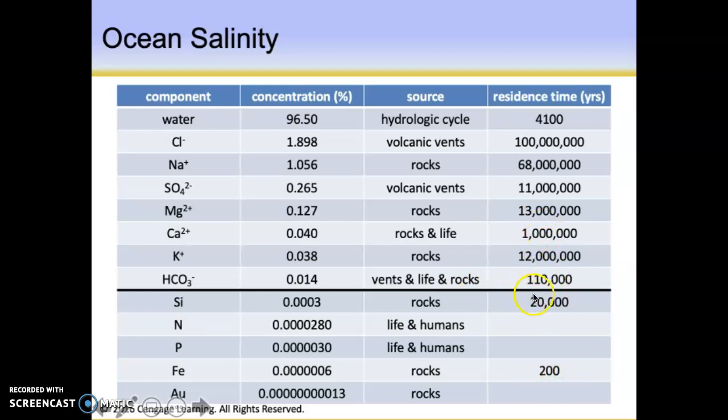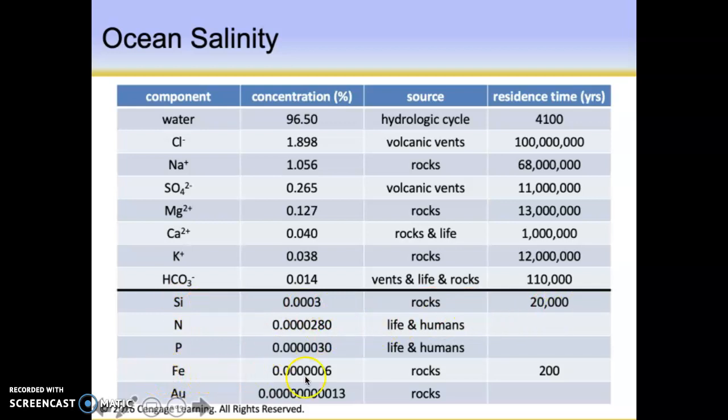If we get down here below the black line, these are the minor constituents dissolved in seawater. And I put a few on there just because they have special interest. Silicon is used by a very small number of organisms to make their shells. We talked about that with marine sediments and the siliceous ooze. So there are some microscopic organisms that use silicon in their shells.